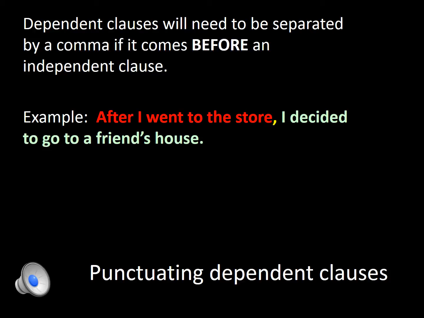So what happens here is many dependent clauses will need to be separated by a comma if it comes before an independent clause. So if we take a look at our example, "after I went to the store," there we have a dependent clause. It is coming before our independent clause, "I decided to go to a friend's house." If we have our dependent clause before our independent clause, we need to separate them with a comma. So we would need to say, "after I went to the store," comma, "I decided to go to a friend's house." So again, anytime you see a dependent clause coming before an independent clause, you always need to have that comma there.